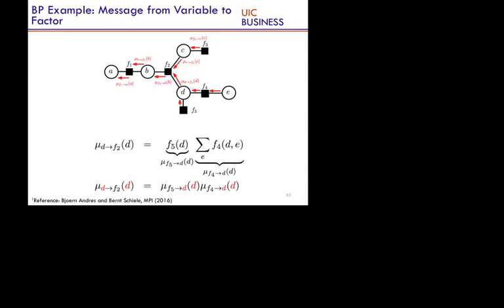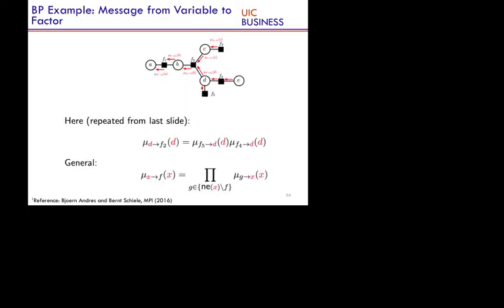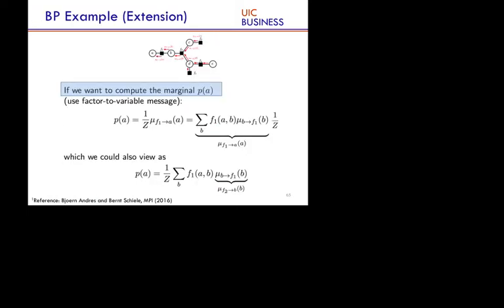Any questions in terms of conceptual understanding of what this message is and what's happening in this computation? Okay, let's see. So I computed P of A comma B. Now let's say I want to extend more. I want to compute just P of A.